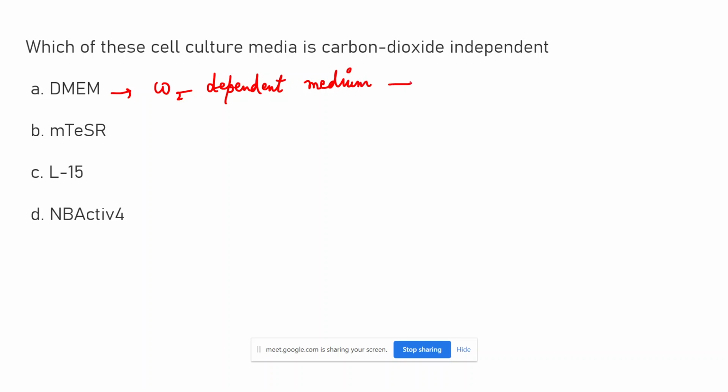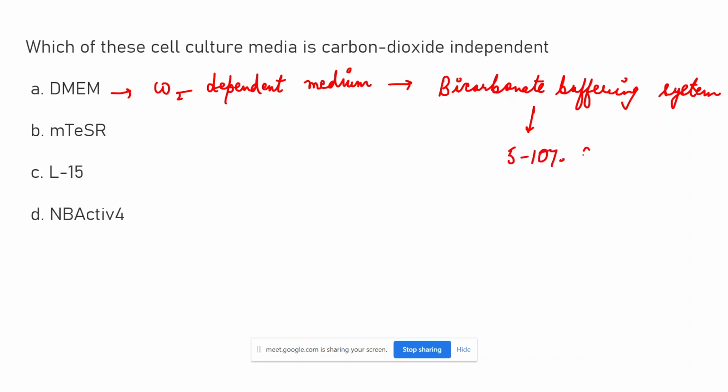That is because it relies on that bicarbonate buffering system, which I'll explain in a later slide. So it relies on the bicarbonate buffering system, which requires 5 to 10% of CO2. However, out of all these, this L15 medium is a CO2 independent medium.